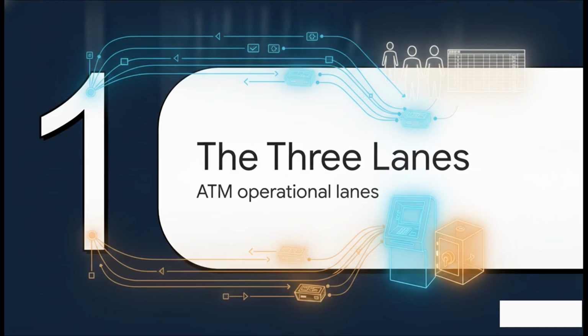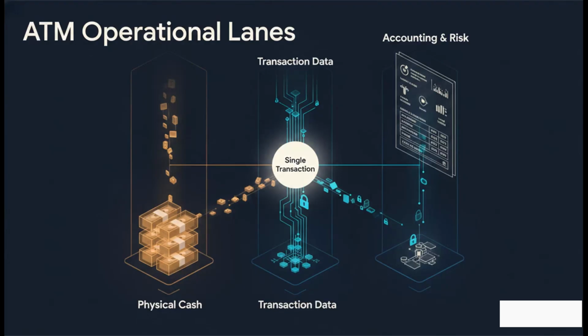Let's set up the overarching framework that governs literally every ATM transaction. Every single ATM transaction is actually 3 synchronized systems firing at the exact same time. Let's color code them to keep it simple. In amber, we have the physical cash lane. That's the real-world logistics of moving paper money around. In cyan, we have the transaction data lane. This is the network packets bouncing around to verify your PIN and check your balance.